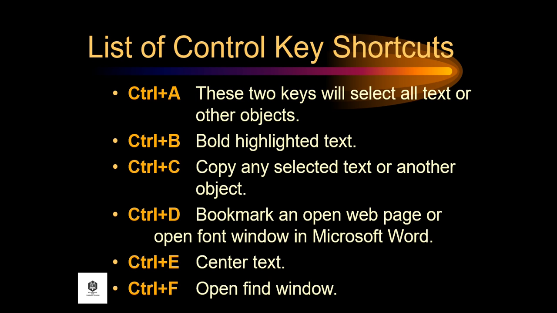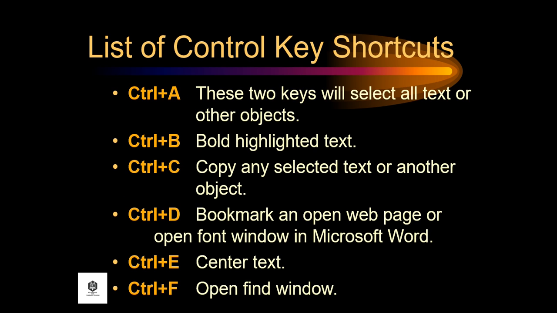For examples, Ctrl A. These two keys will select all text or other objects. Ctrl B. Bold highlighted text. Ctrl C. Copy any selected text or another object. Ctrl D. Bookmark an open web page or open font window in Microsoft Word. Ctrl E. Center text. Ctrl F.